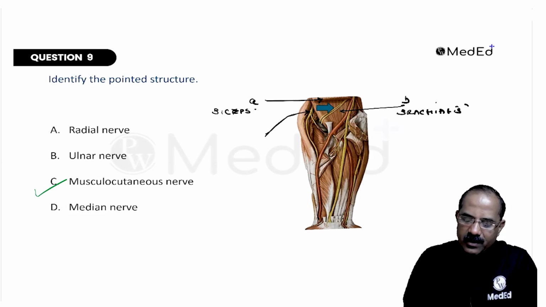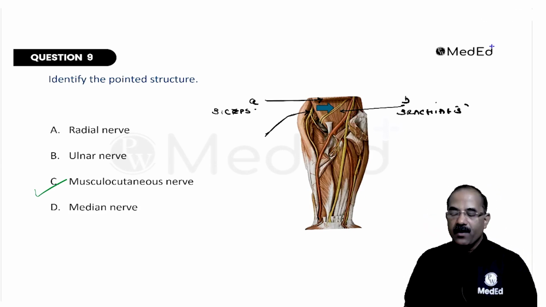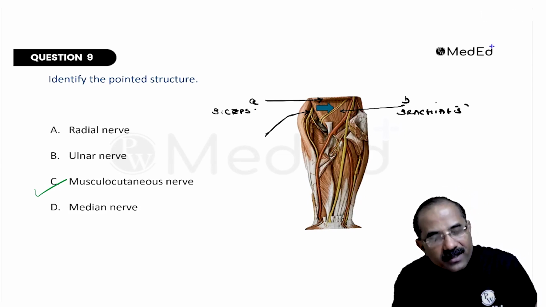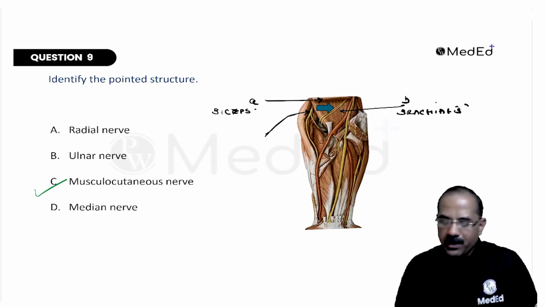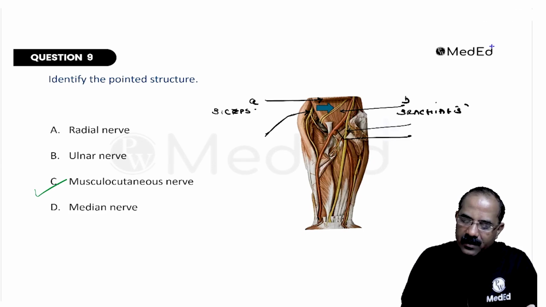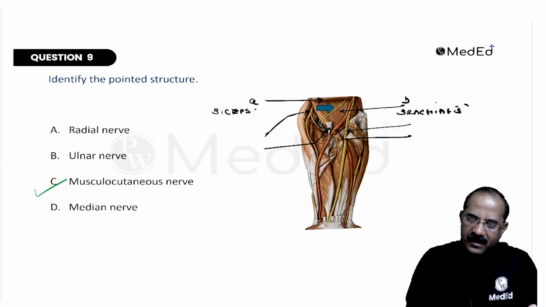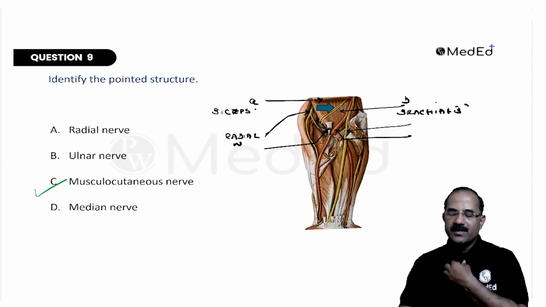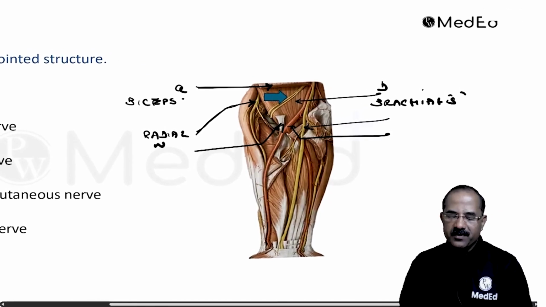Can anyone tell me, bacha, what is this nerve? Anyone? Where are we? We are in the cubital fossa, my dear children. So what is this structure? That's a median nerve. What's this? That's the brachial artery. What's this? That's a tendon of biceps. And ये कौन है? Radial nerve. So we are in the cubital fossa, and you know the boundaries of cubital fossa, correct?